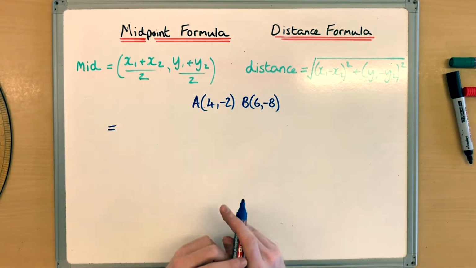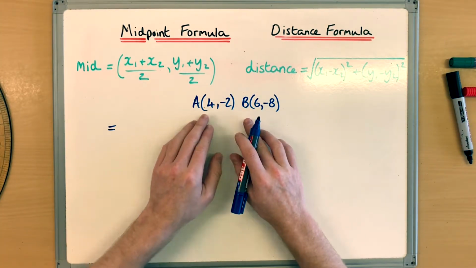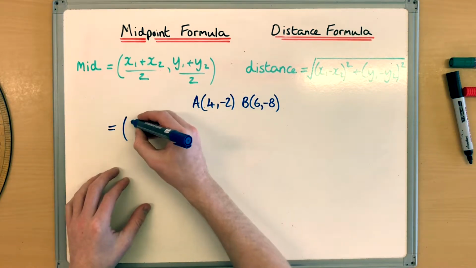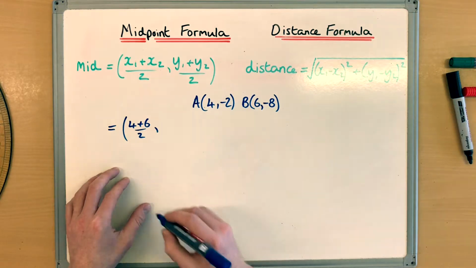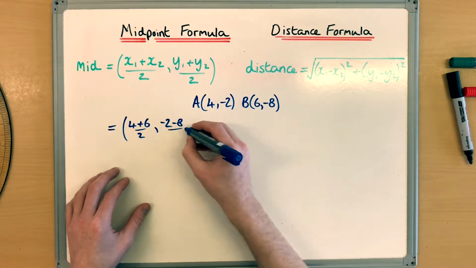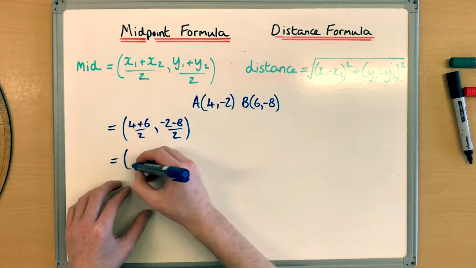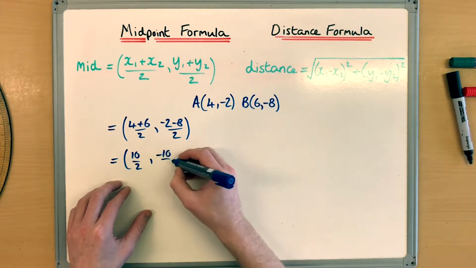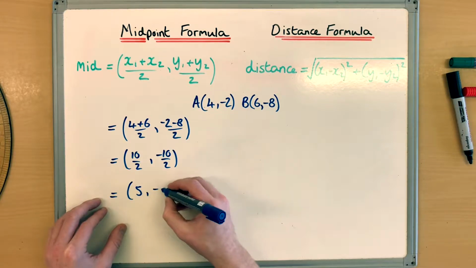So I've got A and B and I want to find the midpoint. Perhaps there's a line AB and I want to find the midpoint of the line. So I'm going to add together 4 and 6, and I'm going to divide by 2 in a moment, and I'm going to add together minus 2 and minus 8. They're going to go together, divide by 2, so that's going to give me 10 over 2. That's going to give me minus 10 over 2, and the midpoint here is (5, -5).